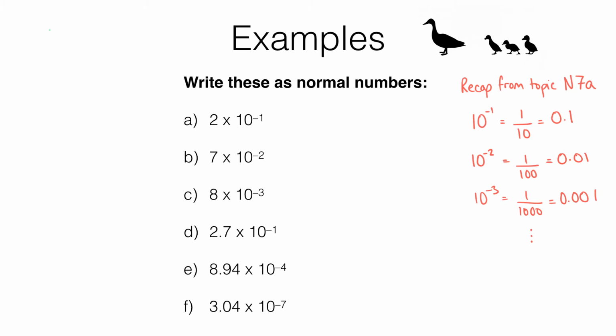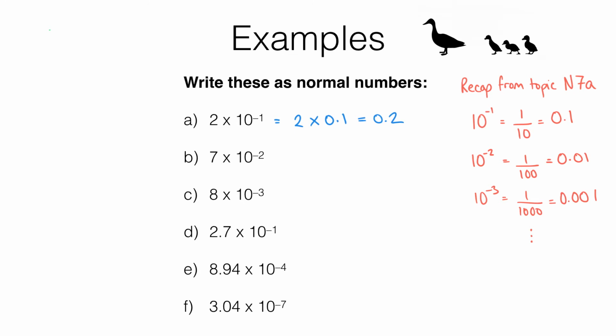Let's take a look at question A. We've got 2 times 10 to the power of -1. We can write that as 2 times 0.1. Remember, 10 to the power of -1 is 0.1. And this gives us 0.2. So 2 times 10 to the power of -1 is 0.2. Pause the video and have a go at questions B and C.